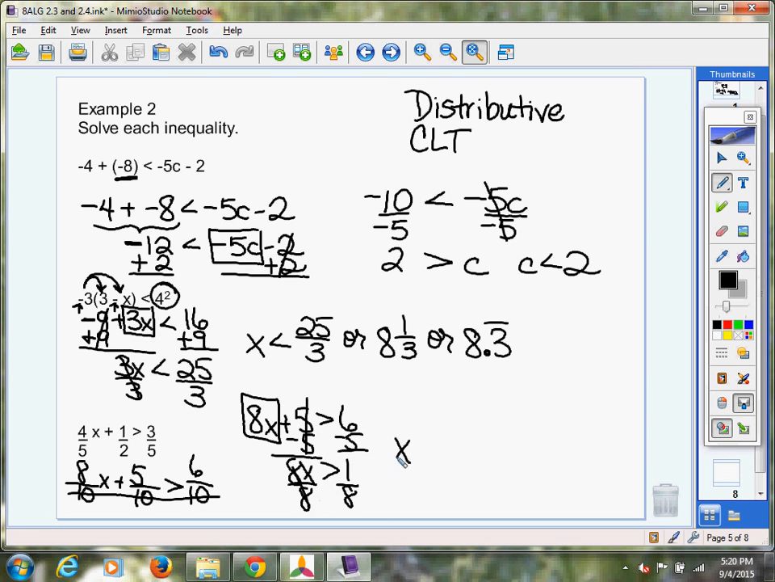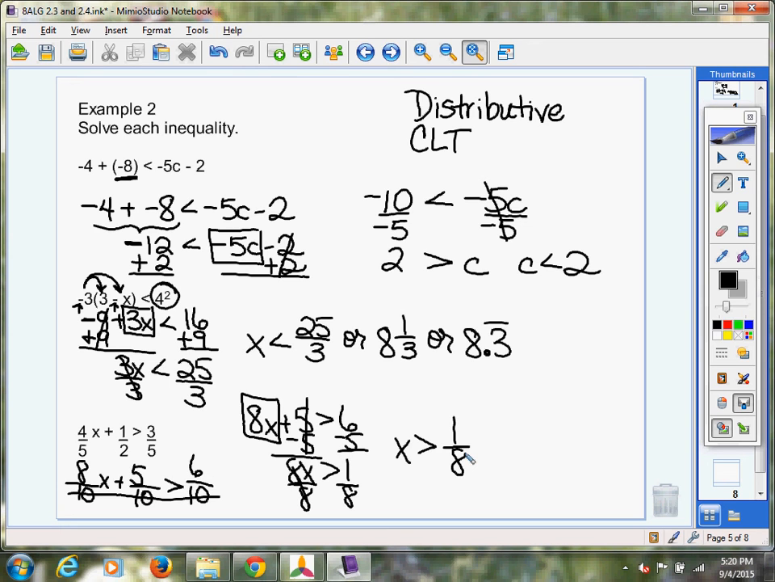Now I didn't really need to use my rule because none of my numbers were negative, so I wasn't really concerned about that at all. Usually I don't get too concerned about it unless the number that's multiplied to my variable is negative, or the number that my variable is divided by is negative. That's really the only time I get concerned about it.